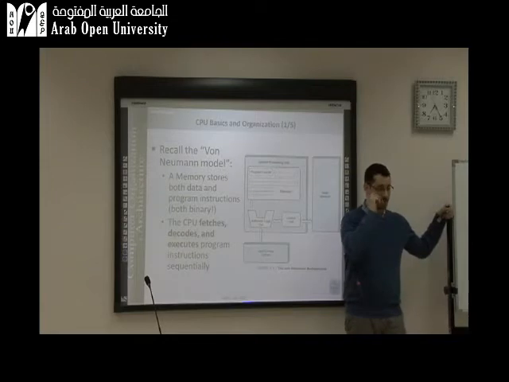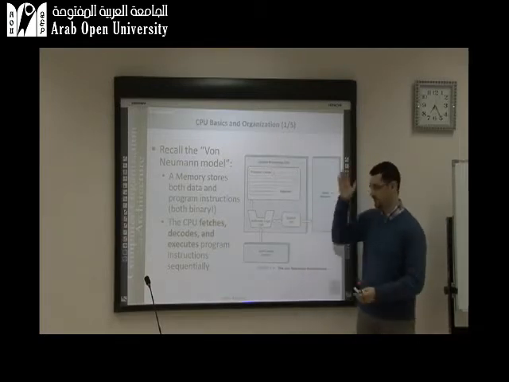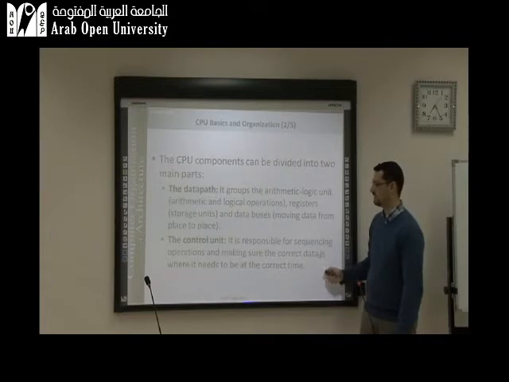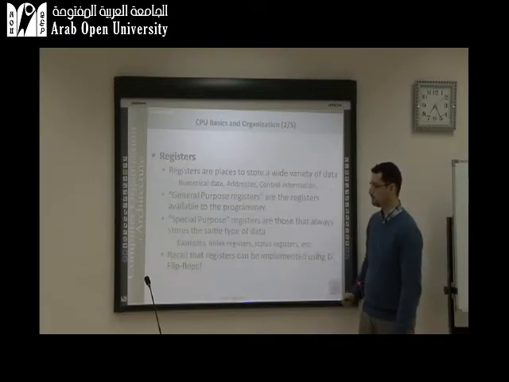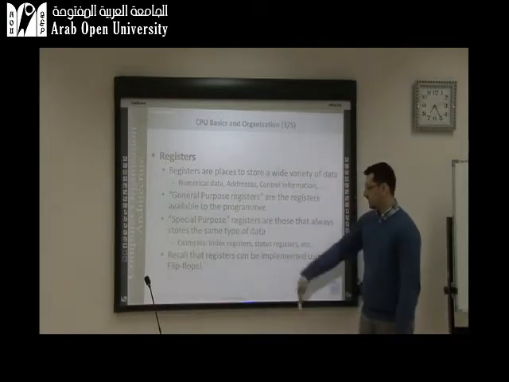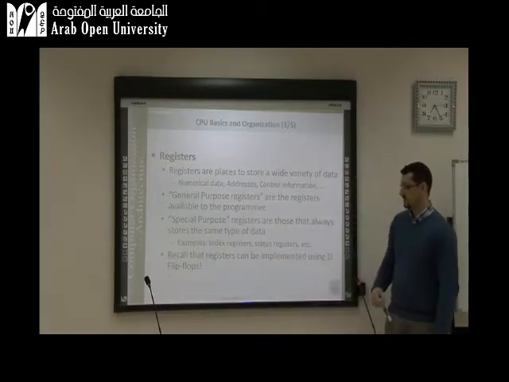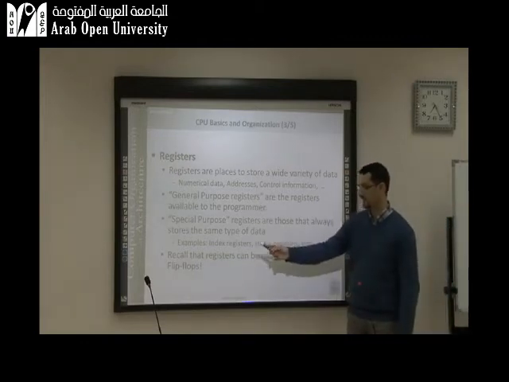But in a general purpose register, sometimes we will have an operand, another time we will have another job. Here, in a special purpose register, the register will always have the same purpose. Other examples of special purpose registers are the index register and status registers, and we will see these when we go further in explaining the T103 course.